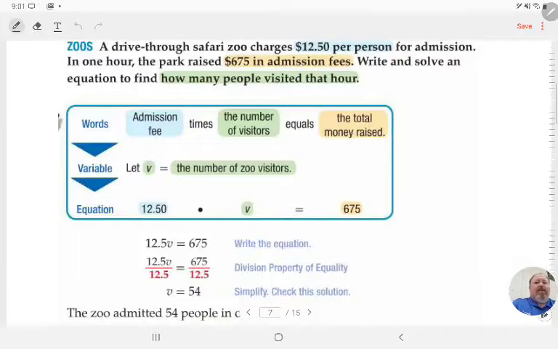Here's a word problem. It says a drive-through Safari Zoo charges $12.50 per person for admission. In 1 hour, the park raised $675 in admission fees. Write and solve an equation to find how many people visited that hour.